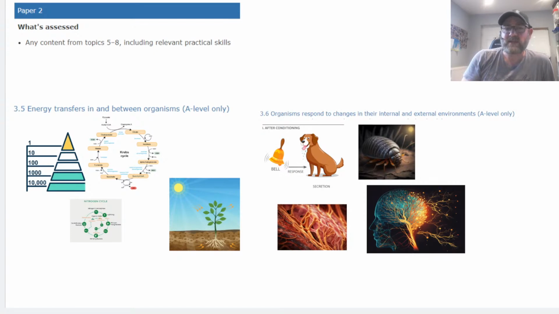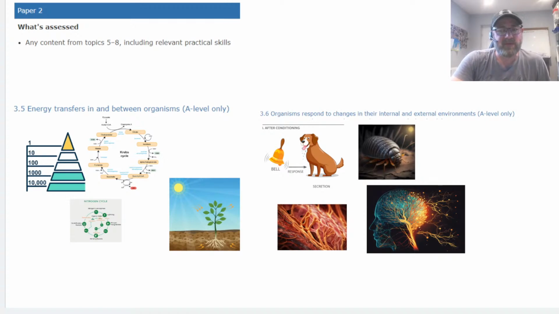And the same for photosynthesis. Photosynthesis is not just one reaction. There's many reactions within photosynthesis taking place, enzymes, proteins, electron transport chains, and all sorts of things going on. So you're going to learn about that for your paper 2 topics.